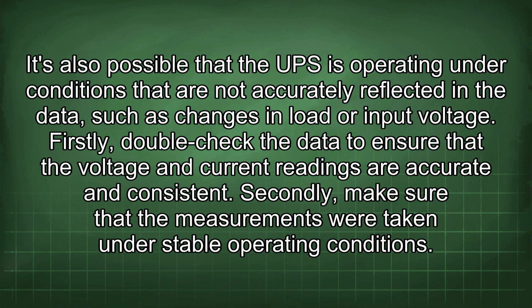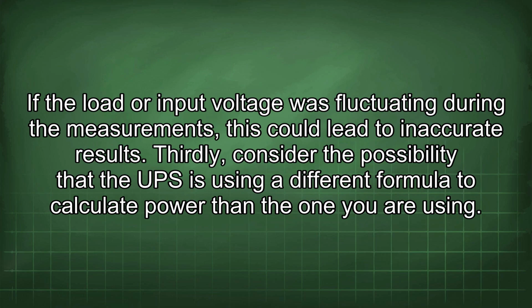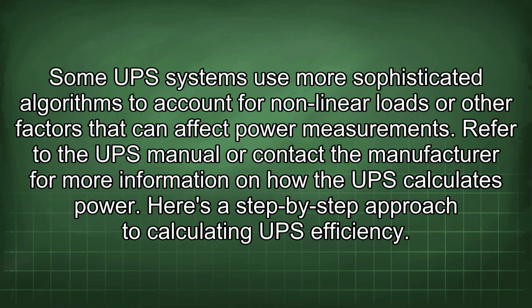Secondly, make sure that the measurements were taken under stable operating conditions. If the load or input voltage was fluctuating during the measurements, this could lead to inaccurate results. Thirdly, consider the possibility that the UPS is using a different formula to calculate power than the one you are using. Some UPS systems use more sophisticated algorithms to account for nonlinear loads or other factors that can affect power measurements. Refer to the UPS manual or contact the manufacturer for more information on how the UPS calculates power.